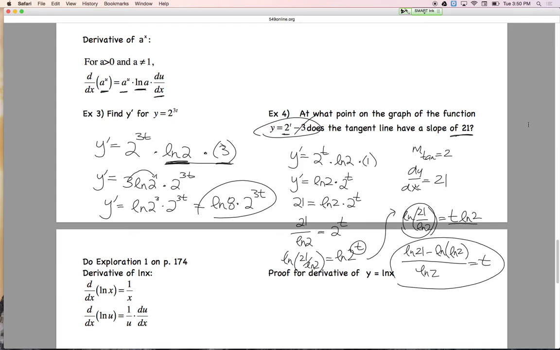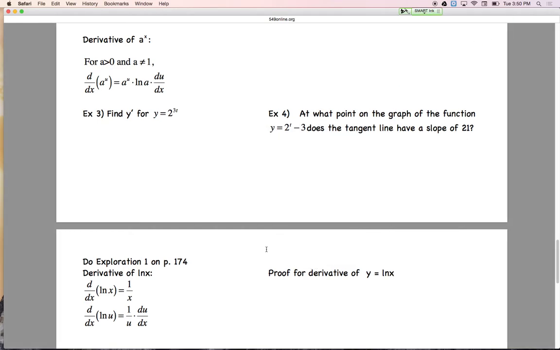So that would be where the slope of the tangent line is equal to 21. Whatever that value is, you'd have to plug it in your calculator, which certainly is going to be a decimal. All right. So then we move on.